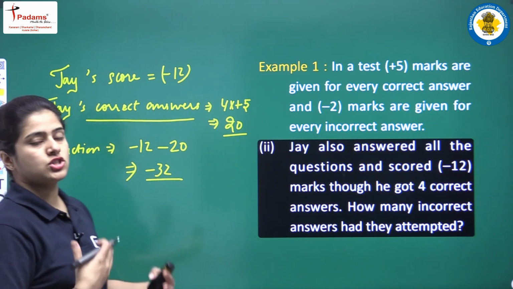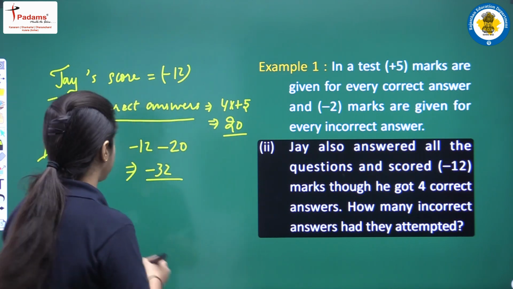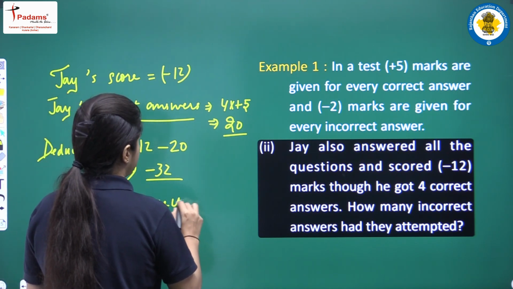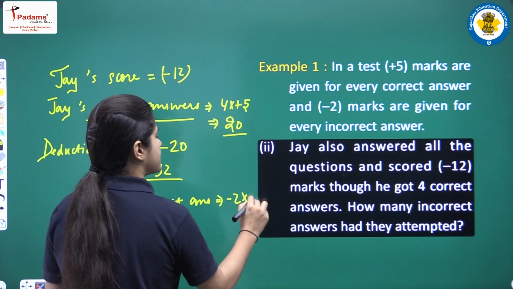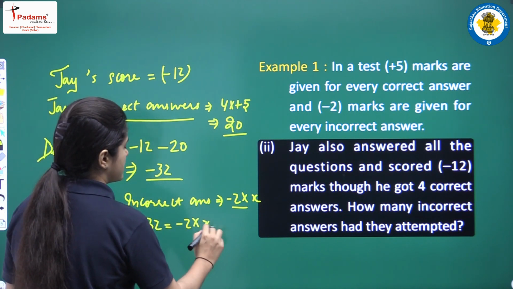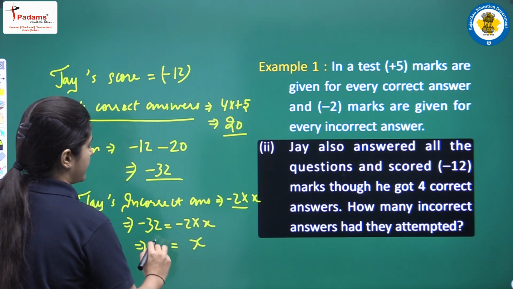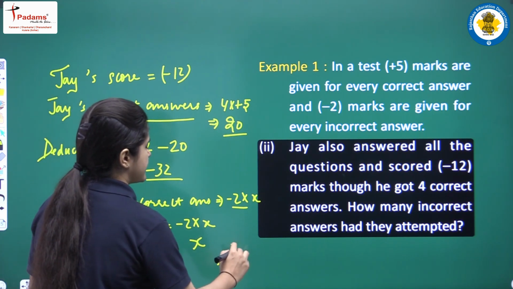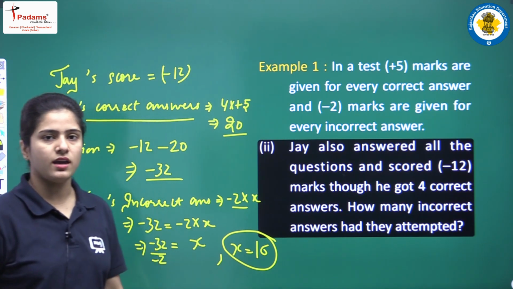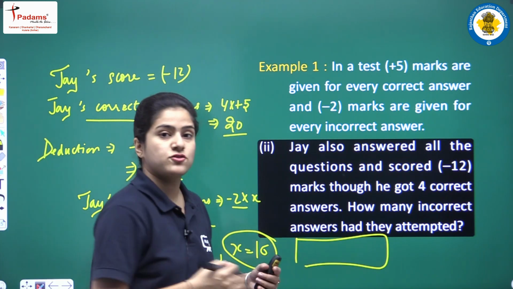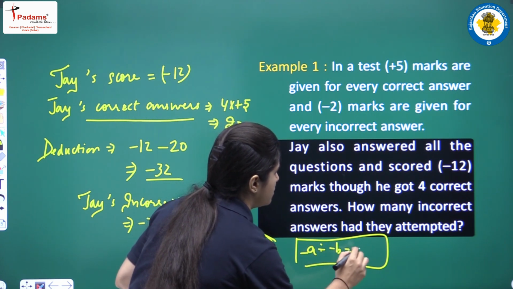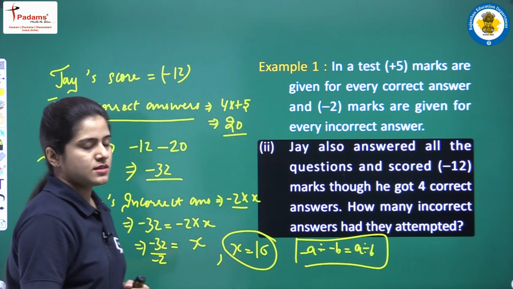But we don't know how many incorrect answers J has attempted. So J's incorrect answers is equals to minus 2x, okay? So minus 32 is equals to minus 2x, and minus 32 divided by minus 2, x is equals to 16. Alright students, so J has attempted 16 incorrect answers, okay? These minus and minus, we have just used the property of integers that minus a divided by minus b is equals to a divided by b, okay students?